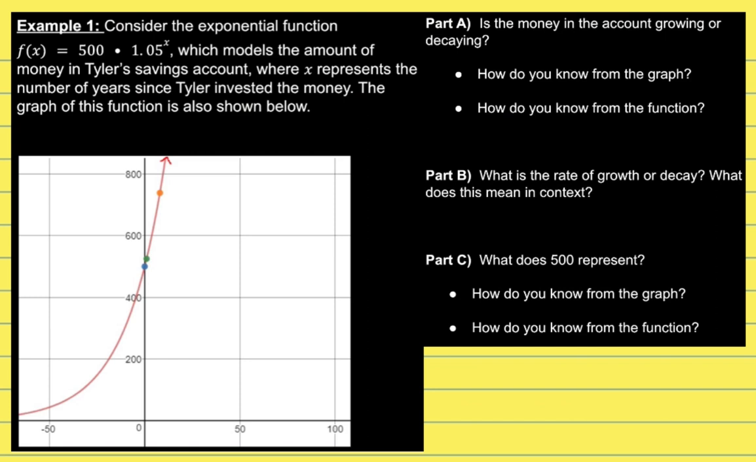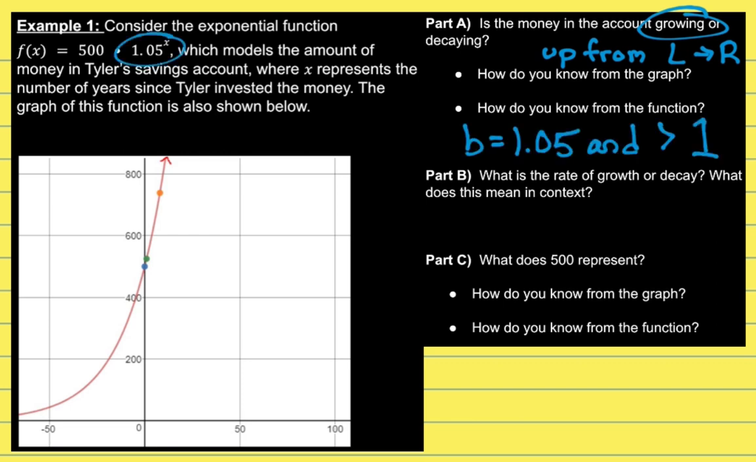Here's example 1. Consider the exponential function f of x equals 500 times 1.05 to the power of x, which models the amount of money in Tyler's savings account, where x represents the number of years since Tyler invested the money. The graph of this situation is also shown below. Part A says, is the money growing or decaying? Well, how do you know from the graph? It's going up from left to right, so that means growth. How can you tell from the function? Well, the value of the B part is 1.05, which is greater than 1, which also means growth.